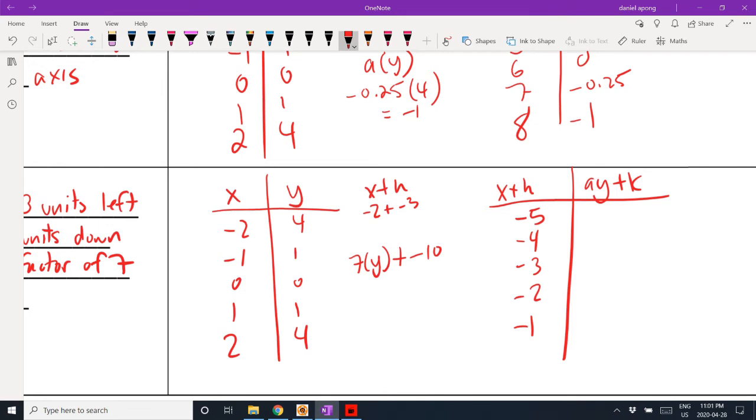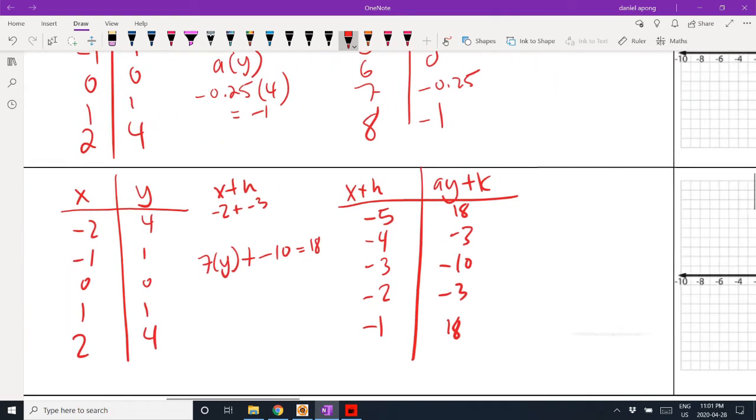Okay, so we plug in 4 into that. 4 times 7 is 28, minus 10 is 18. So our first y value is going to be 18. And then we plug in the next one, 1. 1 times 7 is 7, minus 10, that's going to be -3. If you plug in 0, 0 times 7 is 0, minus 10 is -10. And then it just repeats over here. Okay, so there we have our parabola. We went pretty quickly this time. And then we're just going to graph these points.